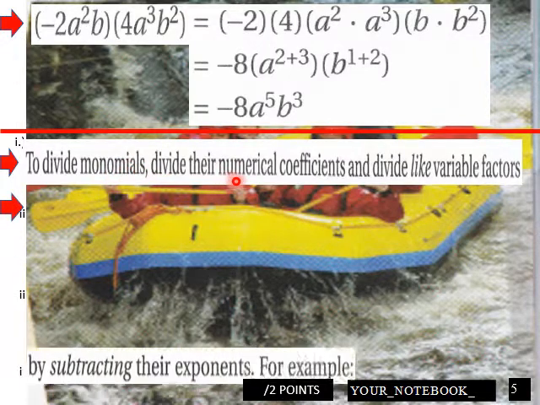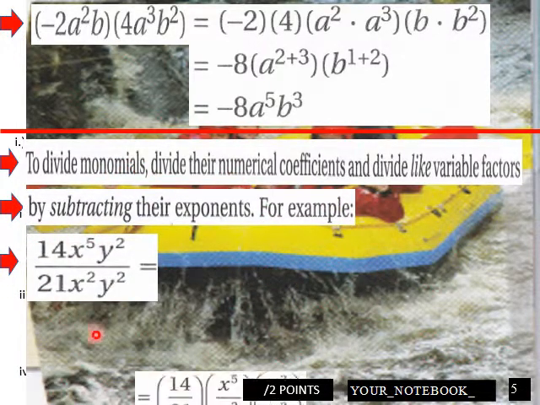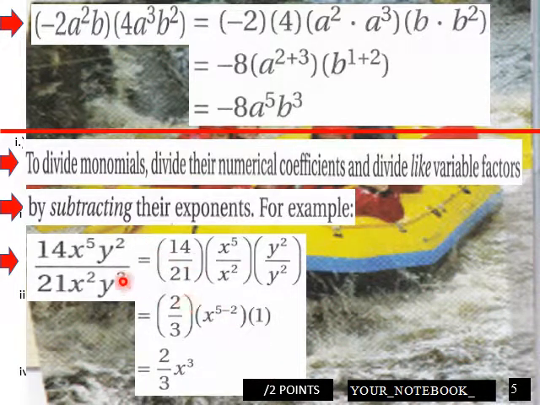To divide monomials, divide their numerical coefficients. For example, you would have this here, and then you just cancel when you can. 2/3 x to the 5 minus 2, use the quotient property of exponents, and you come up with this final answer.